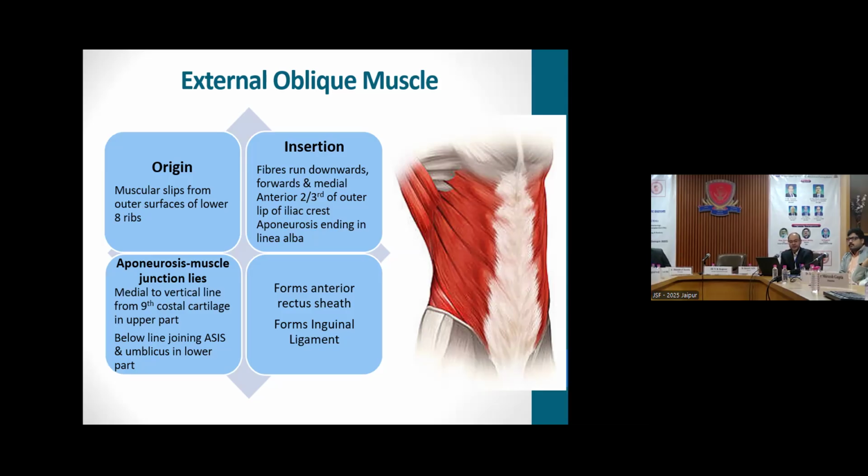The importance is that there is an aponeurosis-muscle junction, and this junction is not in a straight line. Basically, this junction starts almost from the tip of the ninth costal cartilage above and goes down to the line joining the anterior superior iliac spine and the umbilicus. The lowest part of the external oblique is inturned to form the inguinal ligament. The anterior part of this is hollow and forms the inguinal canal. The lateral part is fused and forms the inguinal ligament.